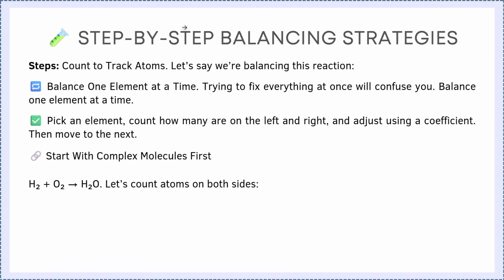So let's go over the steps one after the other. Step number 1, to balance the chemical equation, you need to count to track atoms. So let's say we are balancing this chemical equation, H2 plus O2 producing H2O. We're going to count to track the atoms. So first things first, let's list out the elements that we have. We have hydrogen and we have oxygen.